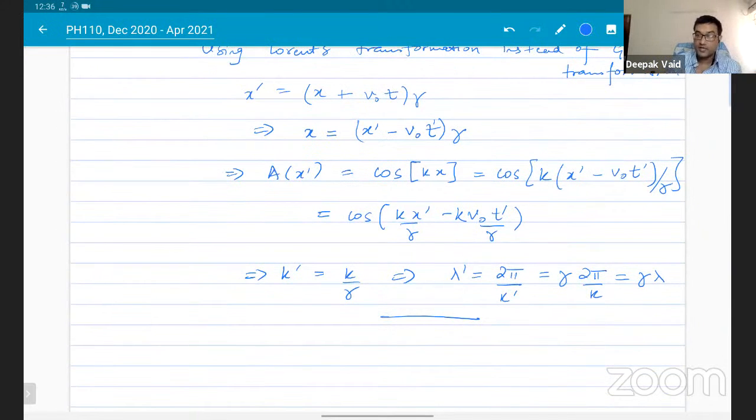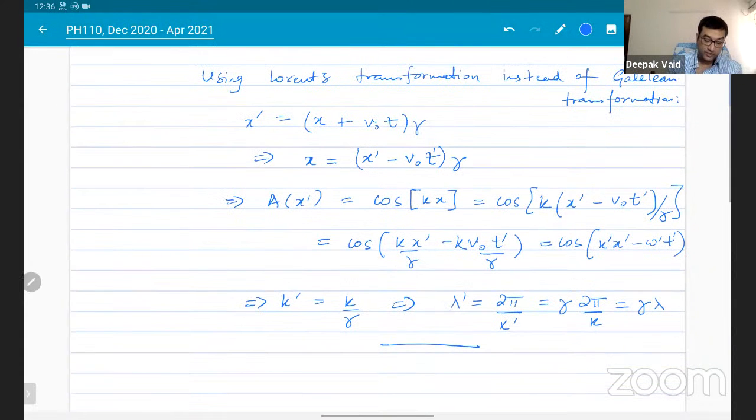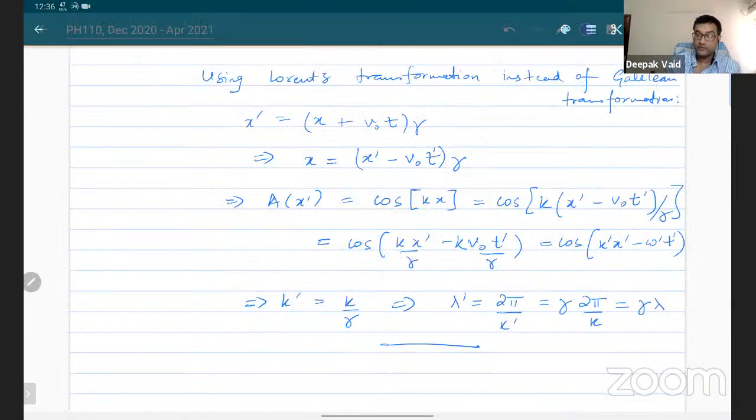The point is that you still get a moving wave. You just get a moving wave with a different wavelength and different frequency. The form of this wave remains the same. It becomes k prime x prime minus omega prime t prime. So it has the same form, kx minus omega t. The difference is that the k prime and omega prime are changed, but the form of the moving wave remains the same.